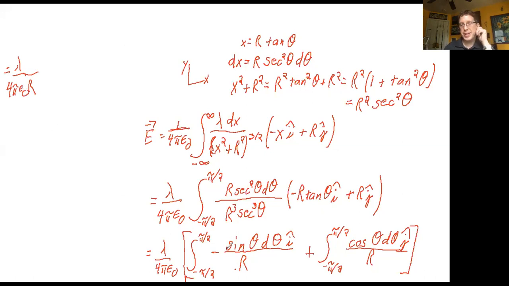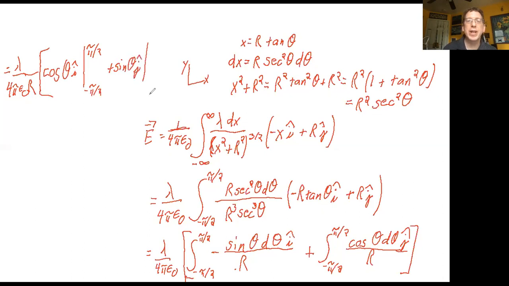And so let's look at this. The integral of negative sine theta d theta is equal to the cosine of theta. So that's the cosine of theta i hat, and you're evaluating that from negative pi over 2 to pi over 2. And then plus the sine theta j hat, again evaluated in the same way.